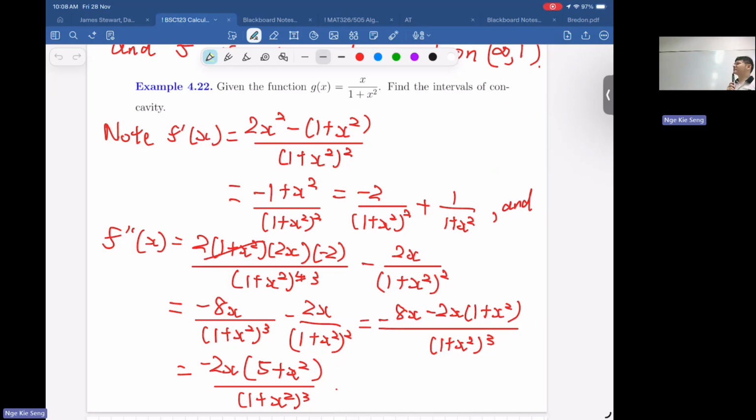So let's check this question here. Given the function g(x), I want to find the interval of concavity. So we want to find the second derivative, right? So let's start with the first derivative. This is the quotient x over 1 plus x squared. So what's the quotient rule? Maybe we can recall the quotient rule.